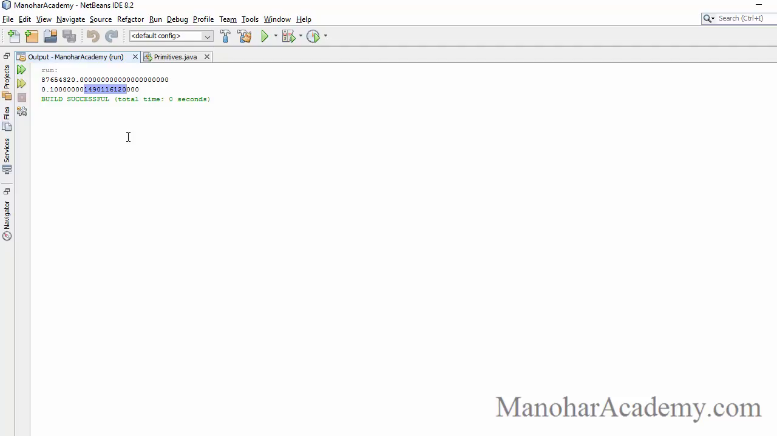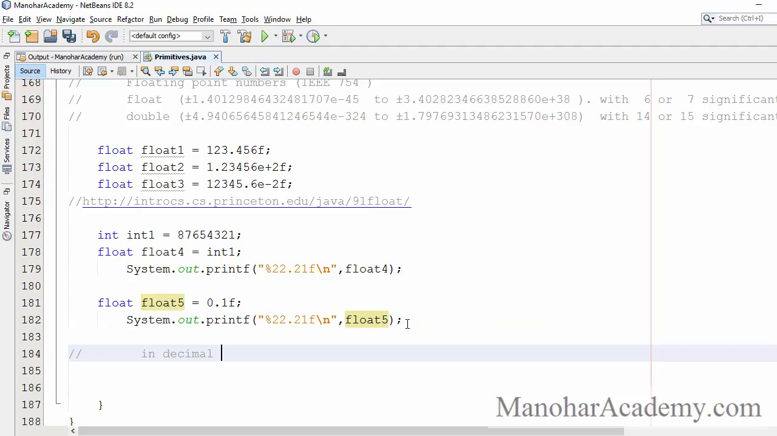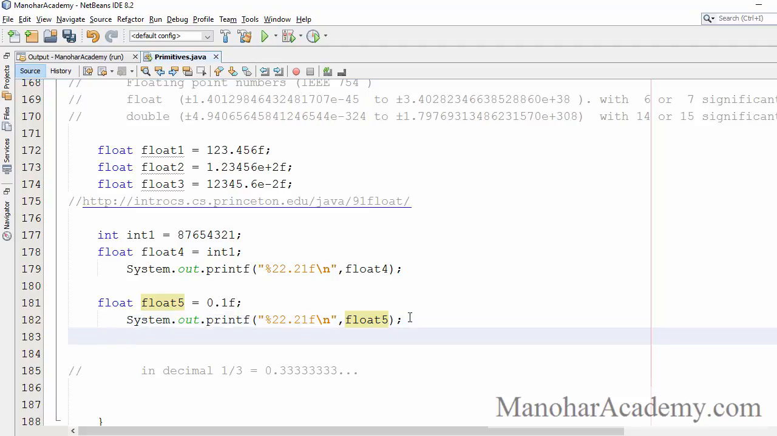For example, in the decimal system, how do we represent 1 by 3? We will say 0.3333 up to something, right? After that, even though there are so many 3's, we cannot accurately represent it. So in the floating point system we cannot represent 0.1. That is the reason that if you compare 0.1 to 0.1, it may or may not be true. Let's check that.